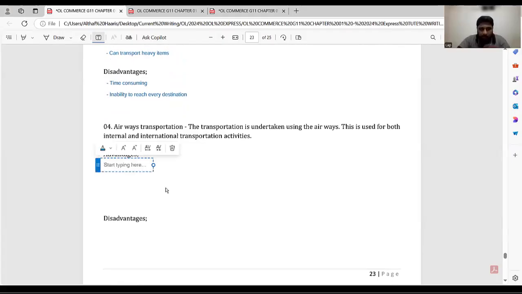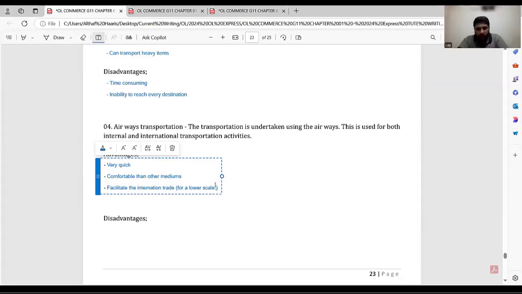Then final, people, air. Very quick. Yeah, it's very quick. Comfortable than other mediums. Facilitate the international trade for a lower scale, but for a massive scale, ship or air cargo.